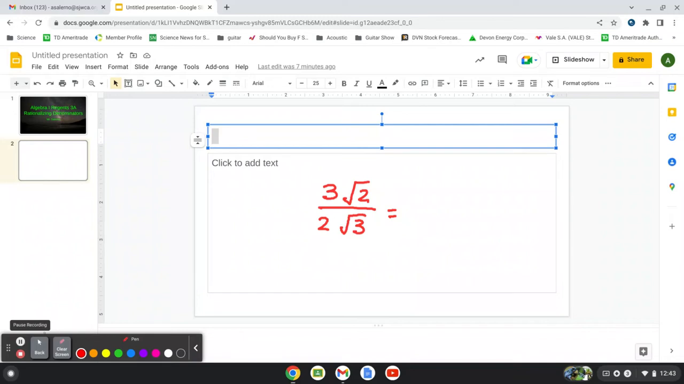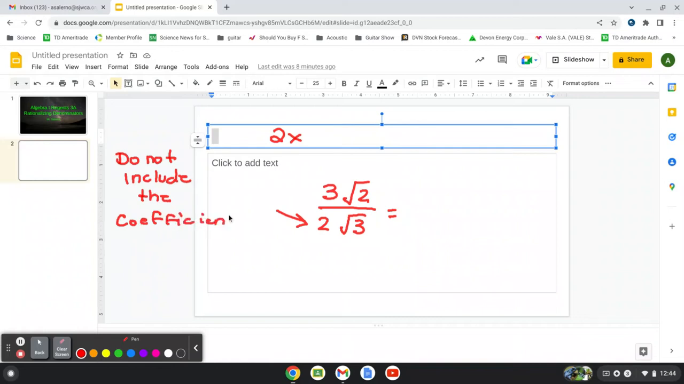Now, when you're doing something like this, when you multiply, do not include the coefficient. That 2 is a coefficient. If you remember, if you had 2x, the x is the variable, the 2 is the coefficient. So let me write it over here. Do not include the coefficient.